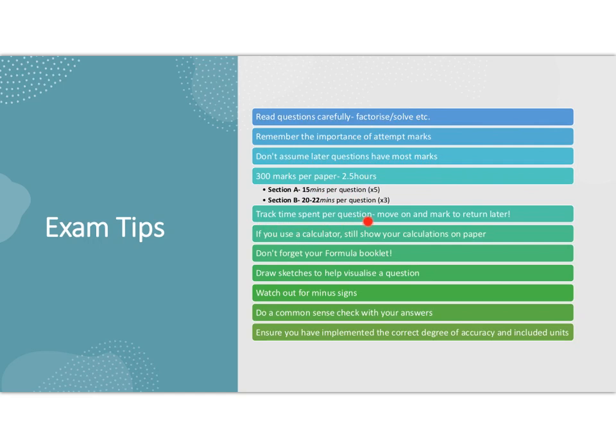Do track time spent per question, move on and mark it to return to later. For your Section A's, don't spend half an hour on one, because you're losing valuable time that you need for your Section B's, which are also worth 150 marks. So make sure you're roughly tracking your time. As I said already, if you use a calculator, make sure you show what you've subbed into it on your paper, because if you get the wrong answer, the examiner won't have any way of knowing what you were doing unless you've shown the calculation you put into your calculator.